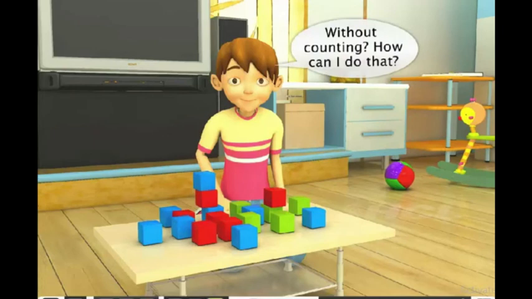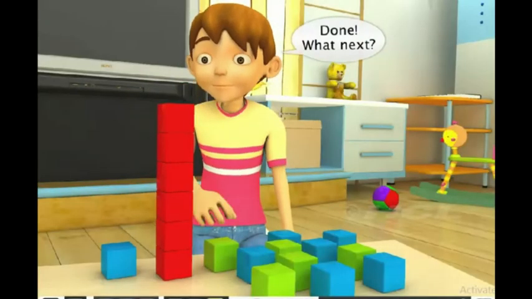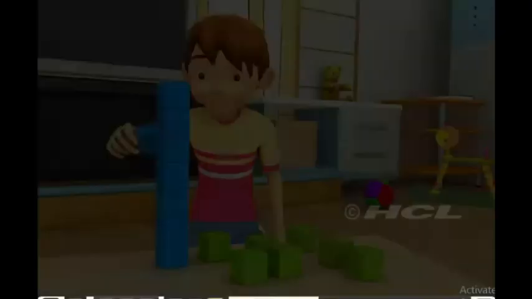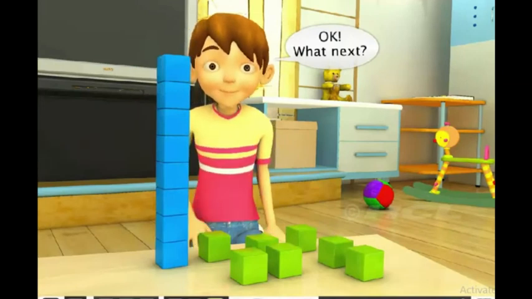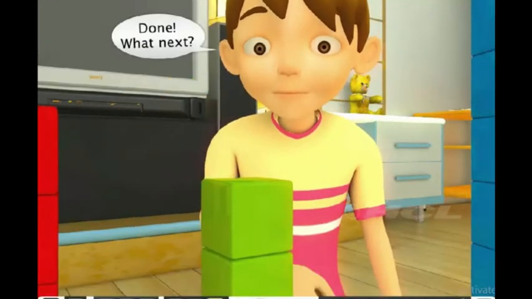Well, there is a simple way, Sam. Just do a simple trick. Stack all the red blocks one over the other. Good. Now stack all the blue blocks one over the other. Excellent, Sam. Now stack all the green blocks one over the other. Good work, Sam. Now just step back and observe the 3 stacks.